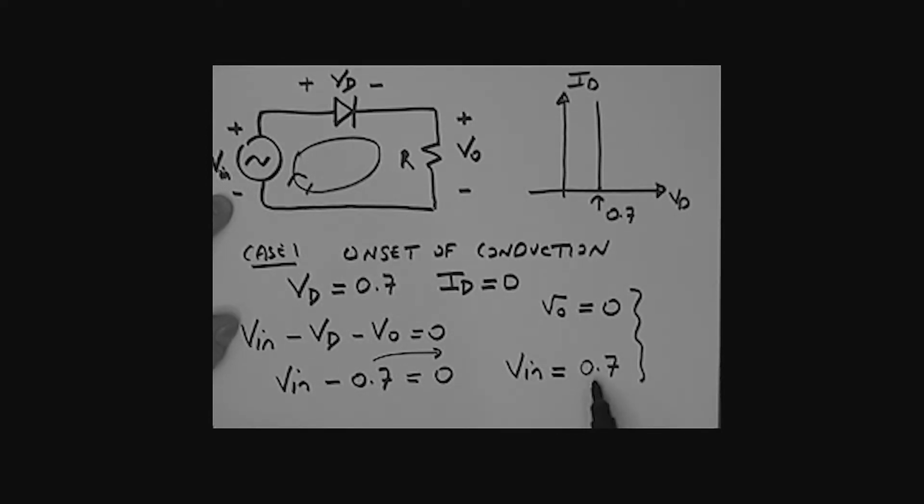We had to bring V in to a value of 0.7 to bring this diode to a point referred to as the onset of conduction. So that, if you like, is case 1. Remember, there are 3 cases, okay? Case 2, we might assume then that the diode is conducting. So that means if we make V in greater than 0.7, the diode will be conducting. So let us consider this, if you like, case 2.